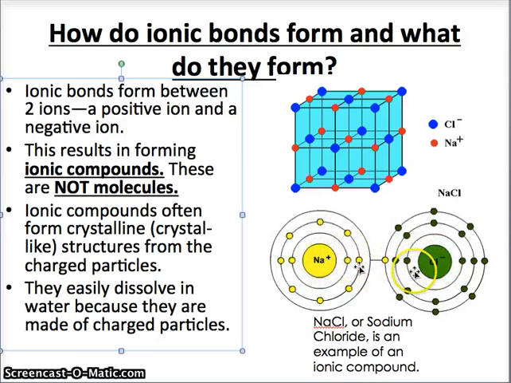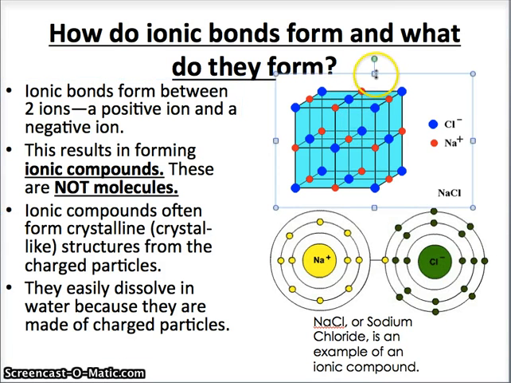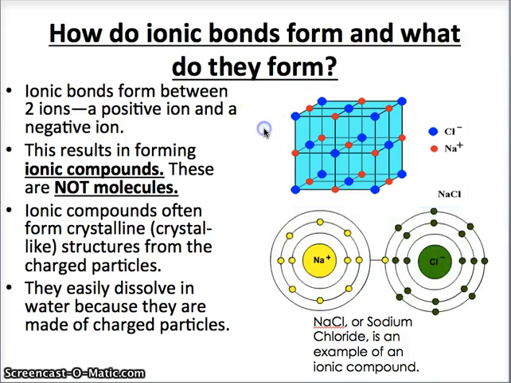And when many of these atoms come together, we form what's called an ionic compound. And this is a picture of an ionic compound where it's made out of many positive and negatively charged ions. Now, ionic compounds are not molecules, so please don't get them mixed up. We'll talk about what molecules are in a minute, but ionic compounds are made out of ions, whereas molecules are different. They are not made out of ions.